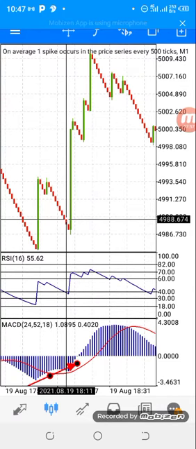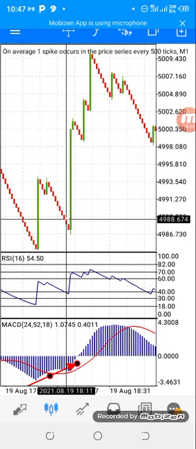Just take your trade immediately and either close immediately the spike happens, or after the spike happens, wait for 5 candle count and close your trade immediately. So that is another twist of using the MACD to trade spike strategy.